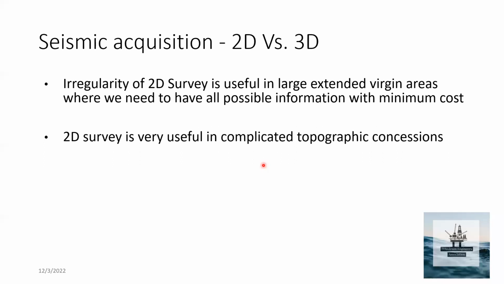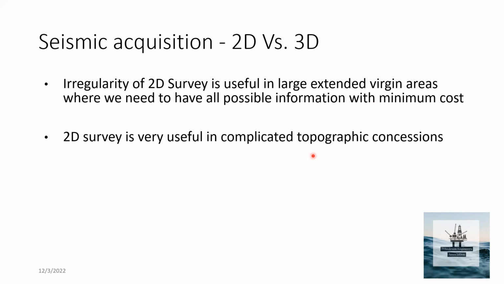But one advantage of 2D is that the irregularity of a 2D survey is useful in a large extended area, where we need to have all possible information with minimum cost. The 2D survey, or 2D lines, is cheaper than 3D seismic. So if, for example, you have a new area or a large area, it is better to acquire 2D data at the beginning because it's cheaper, and it will give you more coverage.